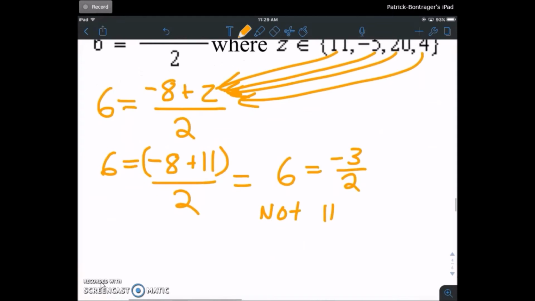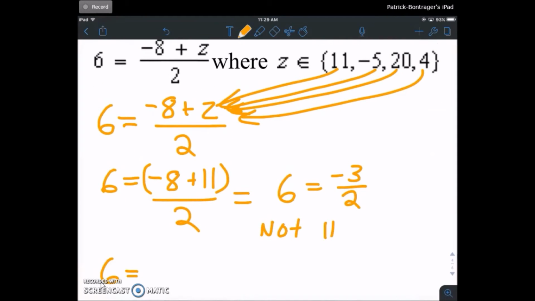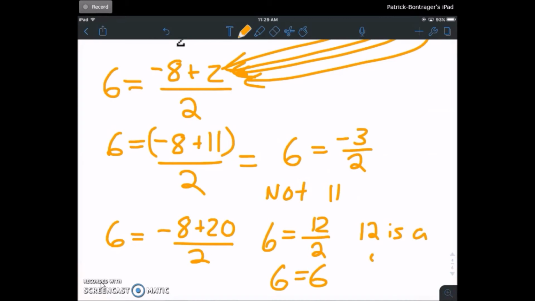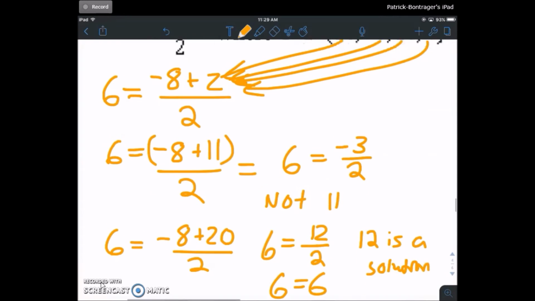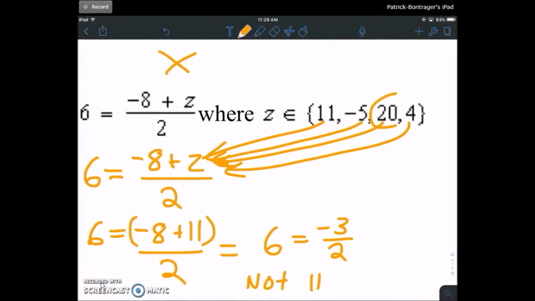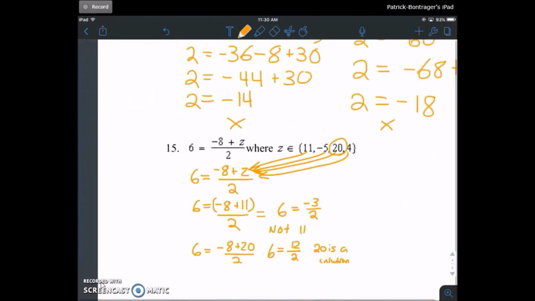We're going to try 20 this time. So 6 equals negative 8 plus 20, divided by 2. Again, our grouping symbols are automatic. We don't have to draw them in. Negative 8 plus 20 is 12. So I get 6 equals 12 divided by 2. And 6 equals 6, which means 20 is a solution. I'm going to come up here and circle 20. I know that's a solution. Again, you are responsible for trying negative 5 and 4.